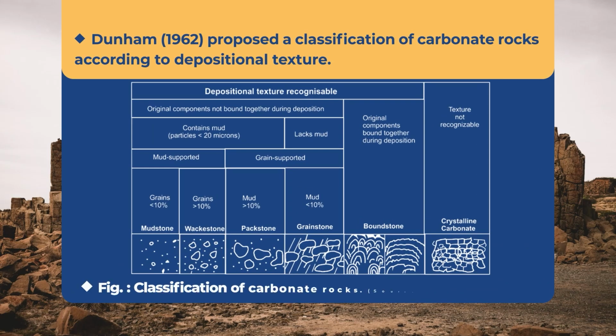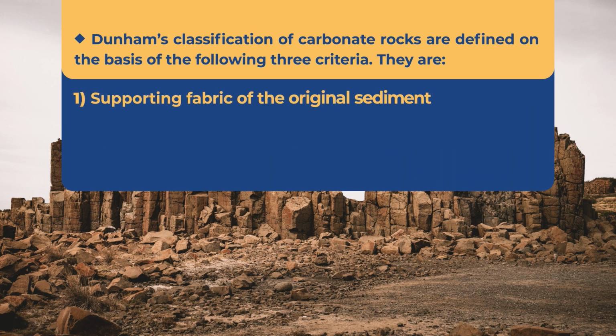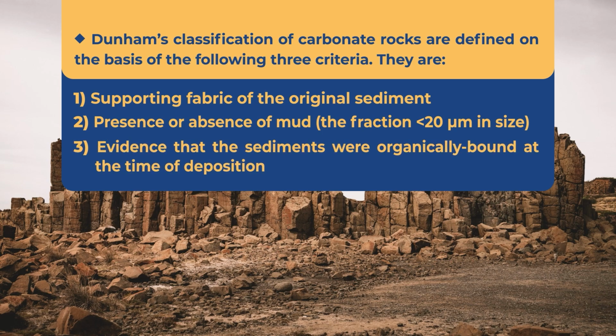So, now let us discuss the classification of carbonate rocks. This is proposed by Dunham, and the classification is based on the depositional textures. Dunham's classification of carbonate rocks is defined on the basis of the following three criteria. They are the supporting fabric of the original sediment, then the presence or absence of mud, that is the fraction which is less than 20 micrometer in size, and the third is the evidence that the sediments were organically bound at the time of deposition.